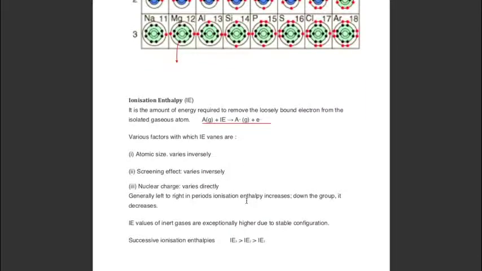In general, it can be shown by this equation. A is an atom which is in the gaseous state. When we supply some amount of energy to this gaseous atom, one electron is removed and hence this atom is converted to a cation. Now let us discuss the various factors which affect ionization enthalpy, and after that we'll discuss variation in a group of the periodic table and in a period.